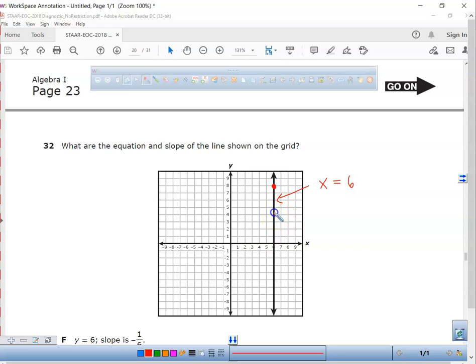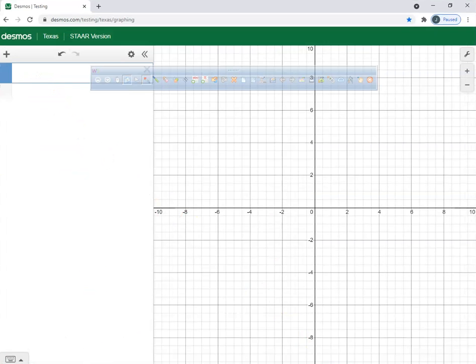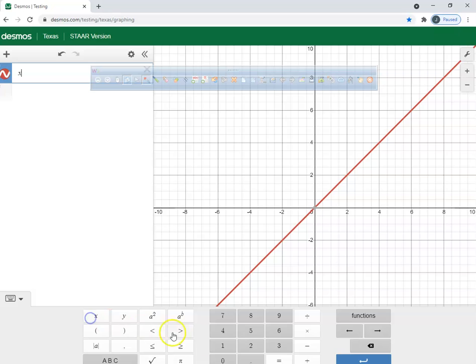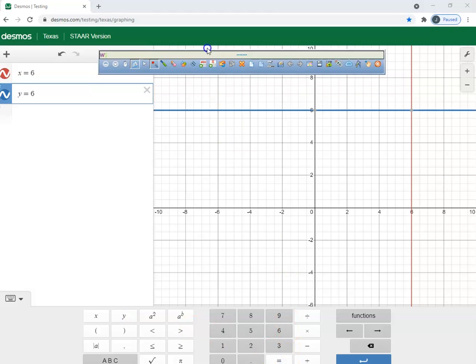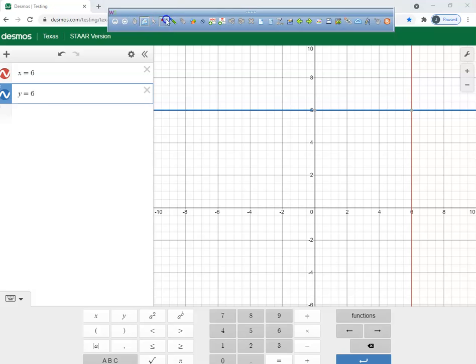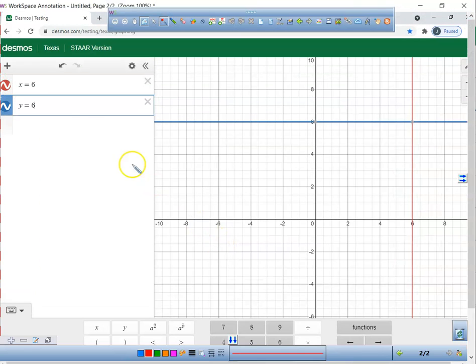Okay, what about right here? What's the x value? Same number, right? X is 6 here, X is 6 here. Now, if you didn't know that you could do this, I want to make sure everybody knows that you can literally type in X equals 6. You can also type in Y equals 6.